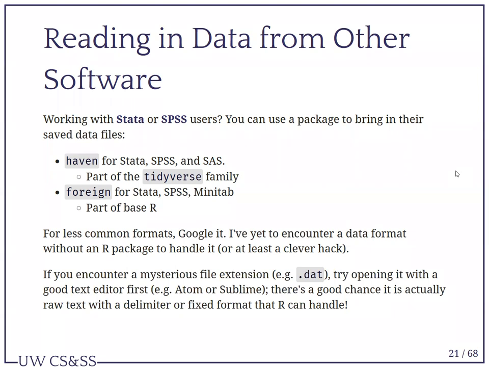Also, if you encounter a mysterious file extension like a .dat, try opening it with a good text editor first. I recommend using Atom or Sublime or Notepad++ in order to do this. There's a good chance it's actually just raw text with some sort of weird delimiter, like a semicolon or exclamation point or something. And then once you know that, it's something that is in a fixed format and you can coerce R into reading it for you.